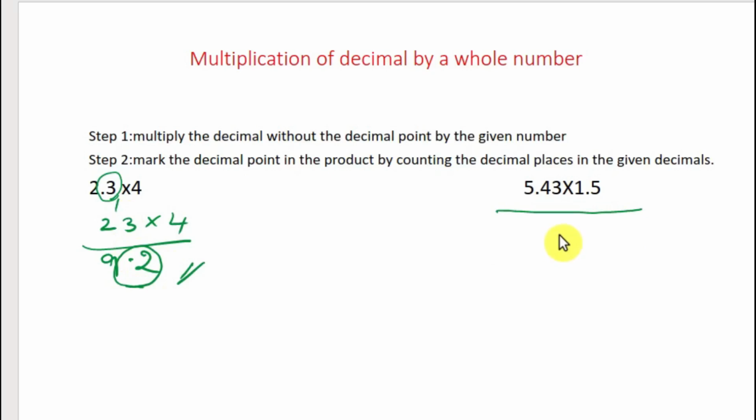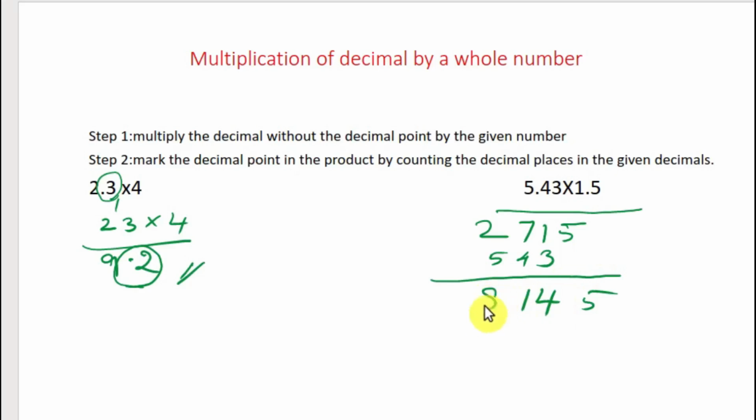Here, 5172, 543. So 5418. So here how many decimal places? 2. Here 1 decimal place. So we have to count 2 plus 1, 3 decimal places. So 8.145. Simply we have to write.